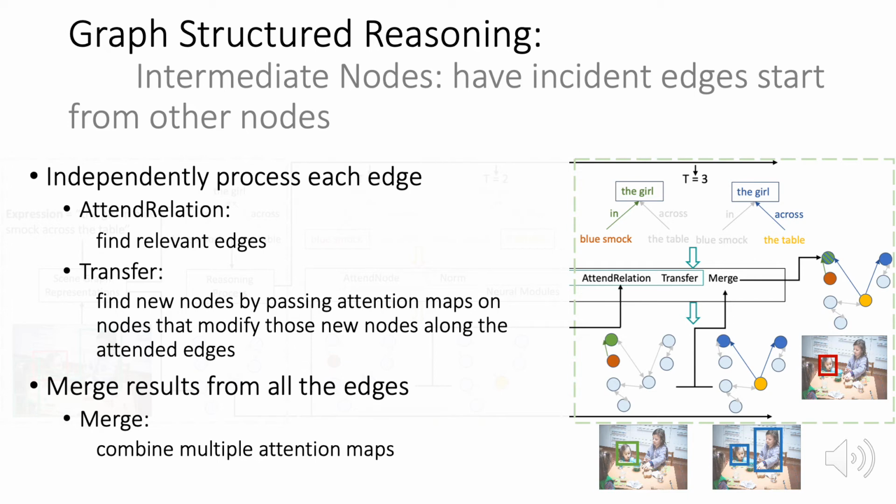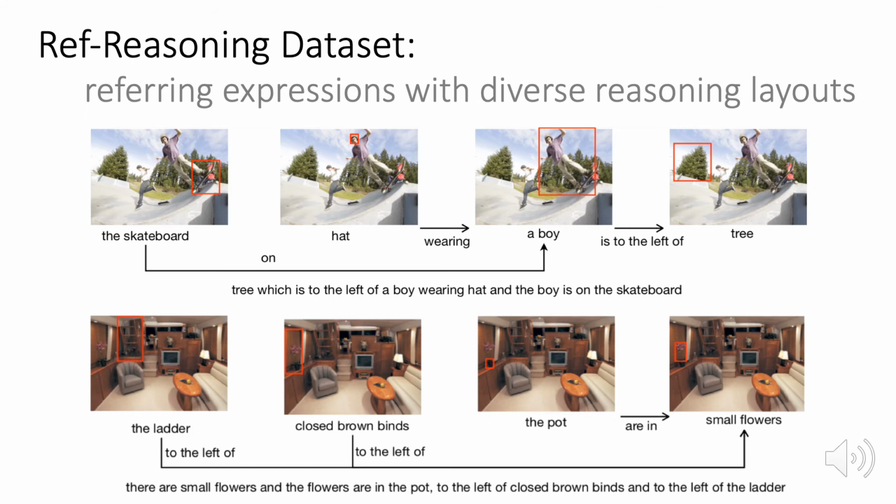We independently obtain an attention map for the subject node in an edge and then merge these attention maps from all the edges. First, we find the girl in the green box for the edge, the girl in blue smoke, and find the girl in the blue box for the edge, the girl across the table, respectively. And then merge those results to identify the referent girl in the red box.